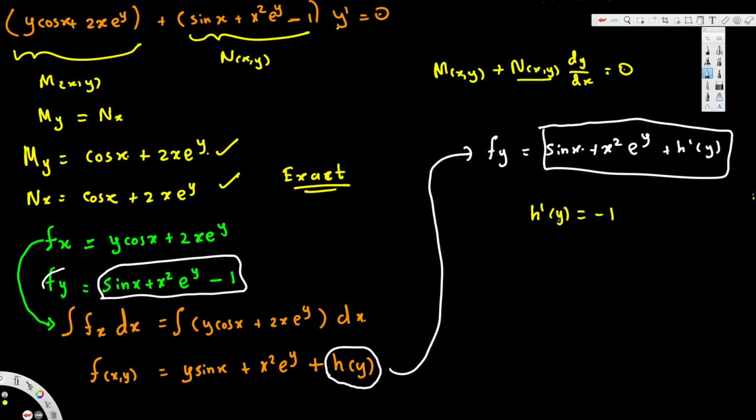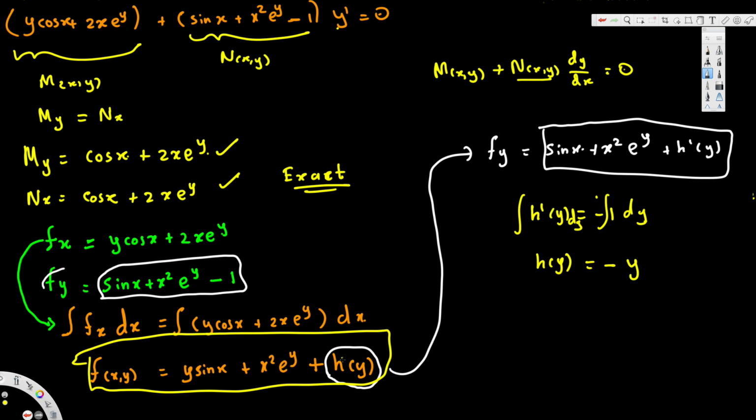So now we have to solve for h of y. To find out h of y, we just have to integrate both sides with respect to y. So integrate this one with respect to y, integrate this one with respect to y, and you will get h of y equivalent to -y. You can add a constant if you want, because finally we are going to equate everything to a constant, so you can leave it as it is and plug it in this equation. We already found out what our f of x, y is, that is this one. Now instead of h of y, we just have to plug in this value, that's it.